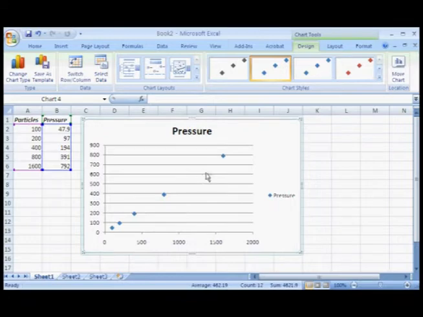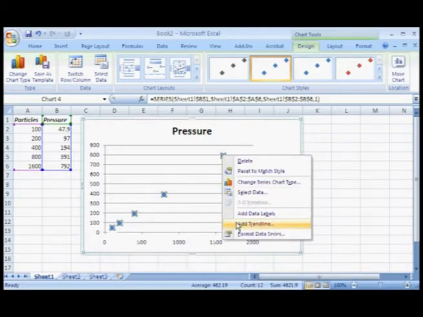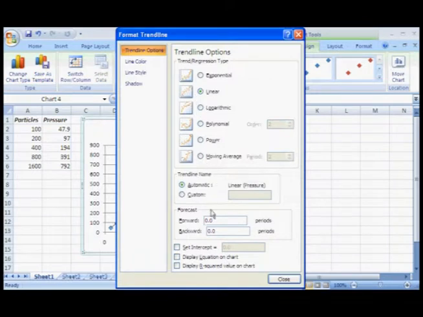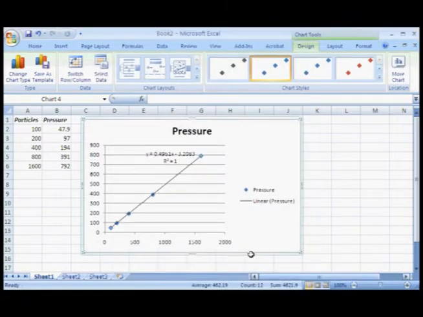It looks pretty linear. Let's confirm this by adding a trend line. Let's choose a linear model. Let's display the equation and a measure of goodness of fit on the chart, and here we are. It looks pretty good. Slope of 0.4961 and an R-squared value, which is essentially a measure of goodness of fit, very close to 1. This means it's an almost perfect linear fit. Thus, pressure is directly proportional to the number of particles.